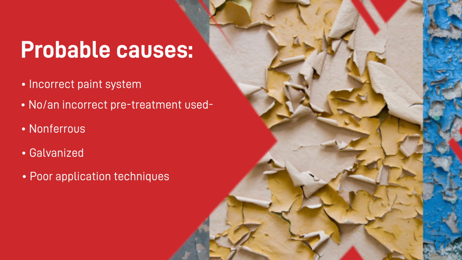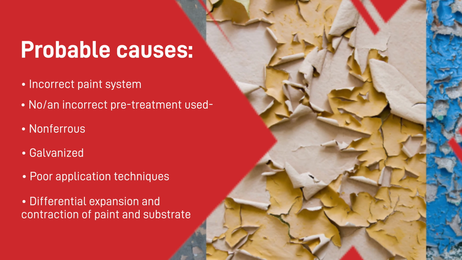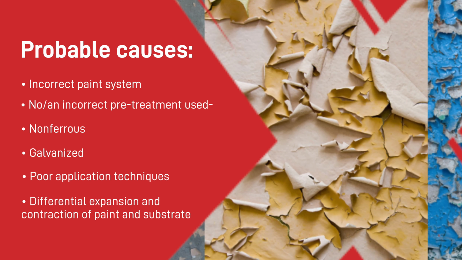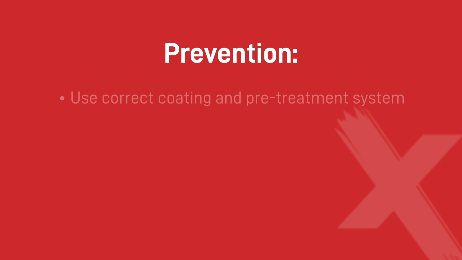Poor application techniques may also be attributed to differential expansion and contraction of paints and substrate. Natural products, such as wood, are good examples of surfaces which expand and contract and can cause flaking. It can also be caused as a result of normal aging over time, for which there is no cure. To prevent flaking, use the correct coating system and pre-treatment.